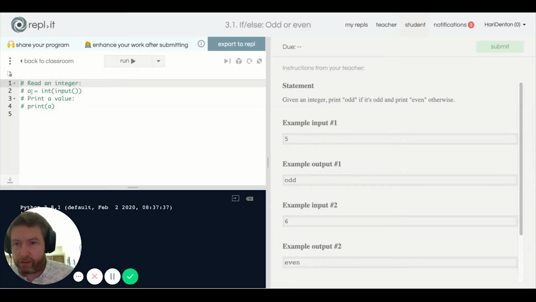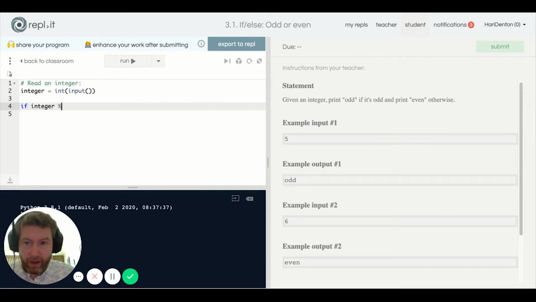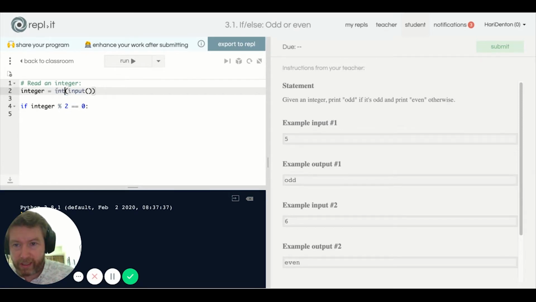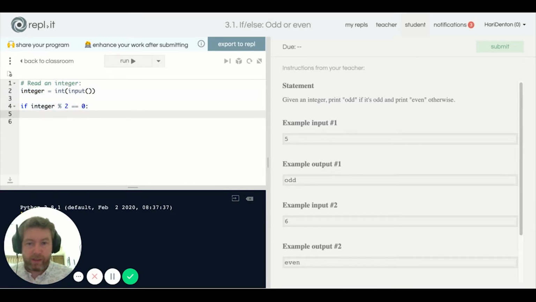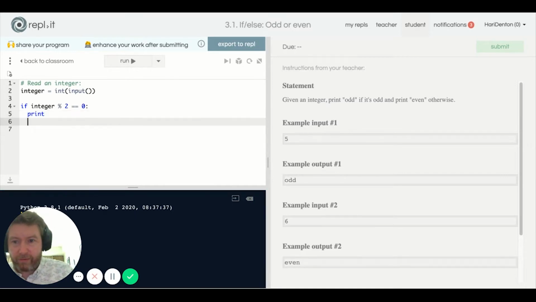Okay, so this is taking an integer, which is a whole number value, and we're going to print odd or even. So if the integer can divide by 2 with no remainder, right? So if integer mod 2 is equal to 0, notice we use 2 equal signs because this is a comparison. With 1 equal sign, we're actually assigning this value to this variable. We're not assigning, we're comparing. So if we divide something by 2 and there's no remainder, then that must be even, right? Has to be even.